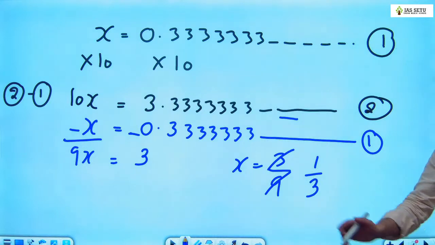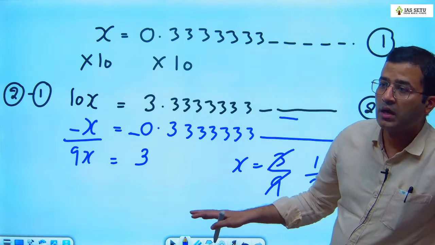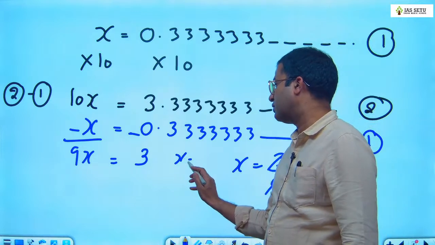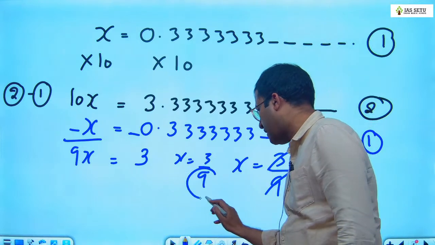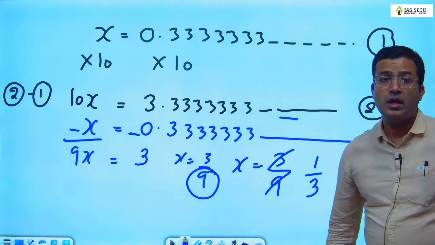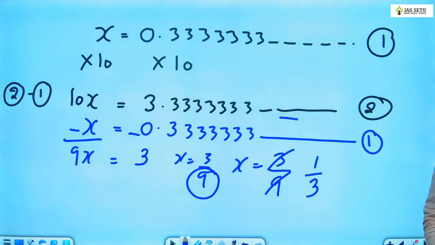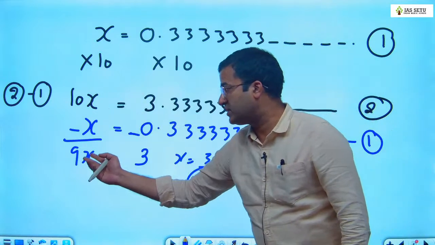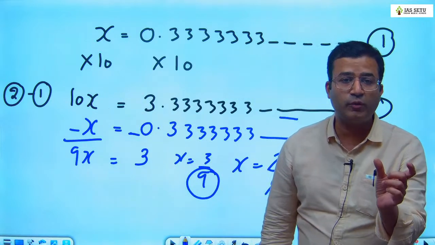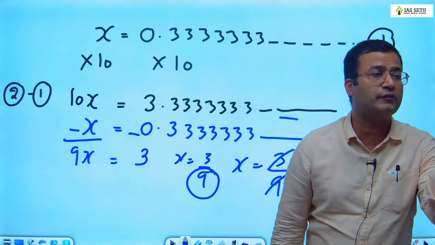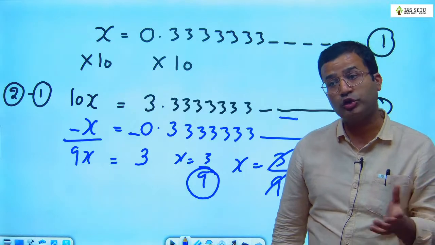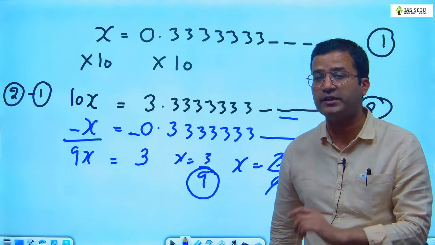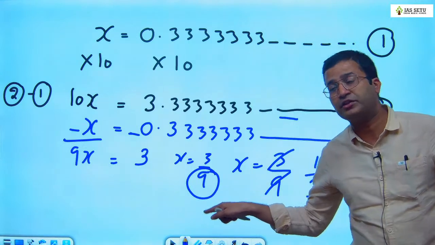I will tell you the purpose behind this long method. Just to understand, here we are getting this 3 by 9, this 9. Because when I give a shortcut, students ask, sir, from where is this 9 coming? 10x minus x gives 9x. In some questions, if you want to use the long method, we do 100x minus x, so there will be 99. 1000x minus x will give you 999. So we have 9s in the denominator.